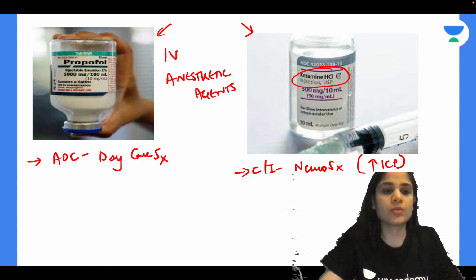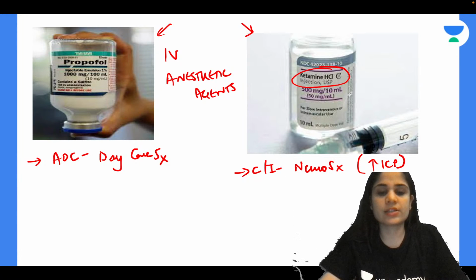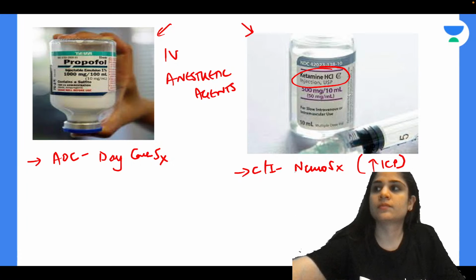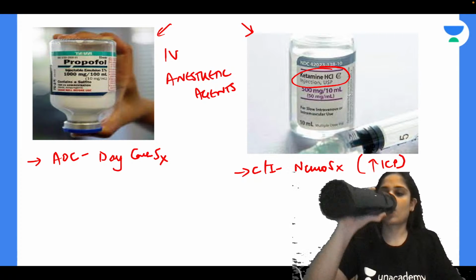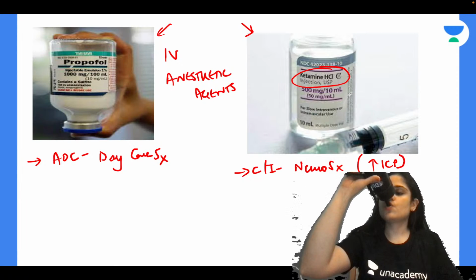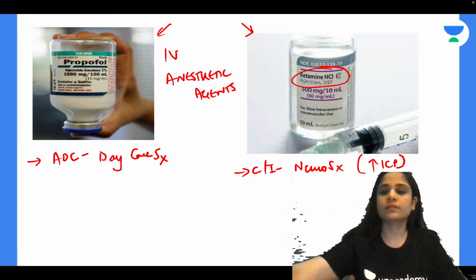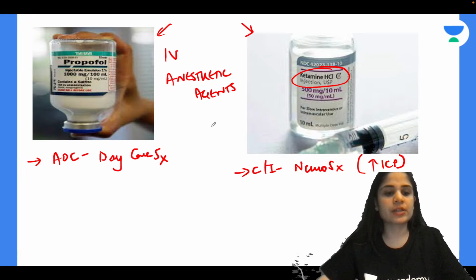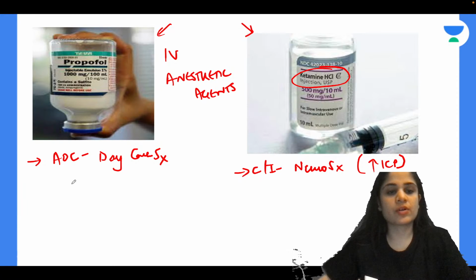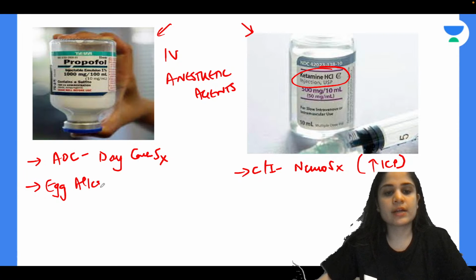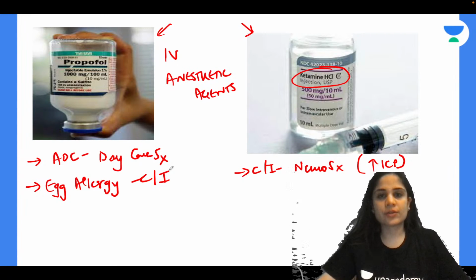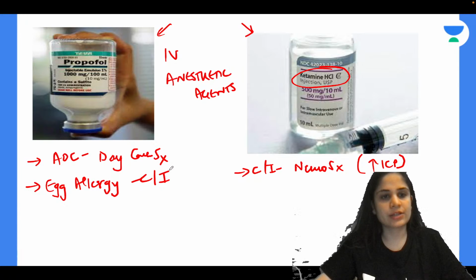So if you have a patient who is allergic to egg, which agent should we not be giving him? If you have a patient allergic to egg, very good, Staphylococcus. So in egg allergy, the agent that is contraindicated is propofol. Why? Because propofol contains egg lecithin. So if the patient is allergic to egg, then he will have allergic reaction to propofol.